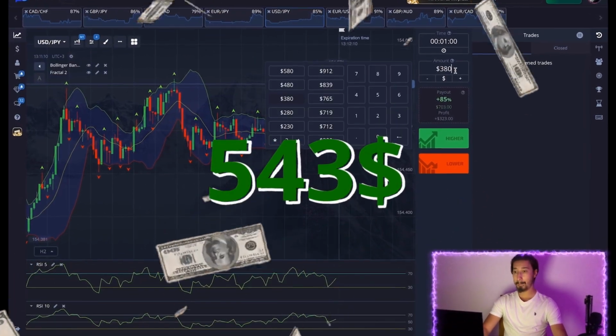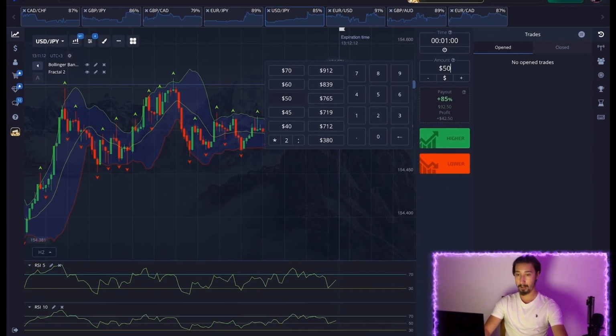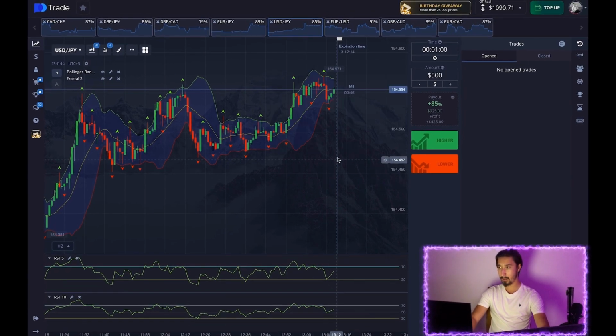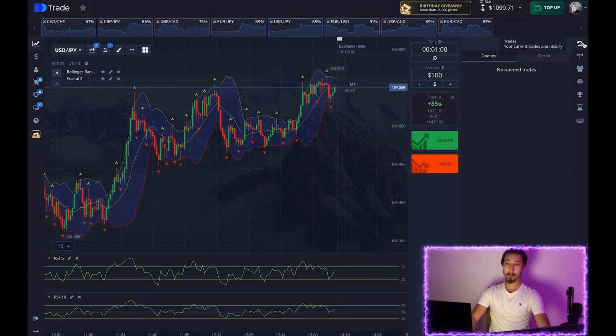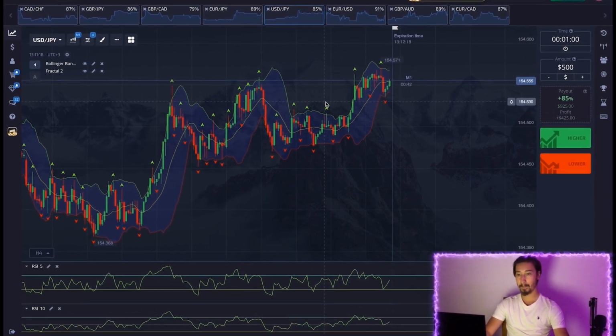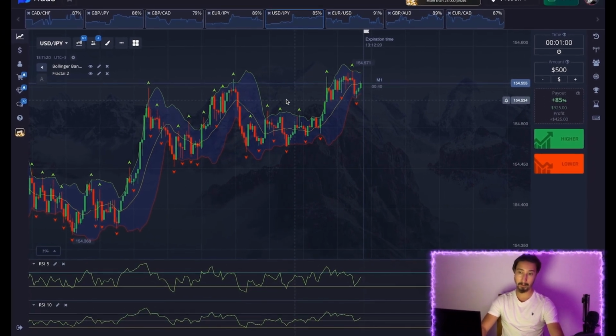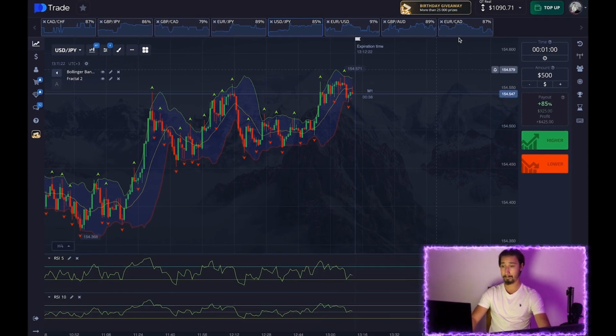That's great. Now I'll immediately change the amount of the trade. Let's bet $500. In general, the signal was completely justified. Let's continue further analysis and select the next currency pair.